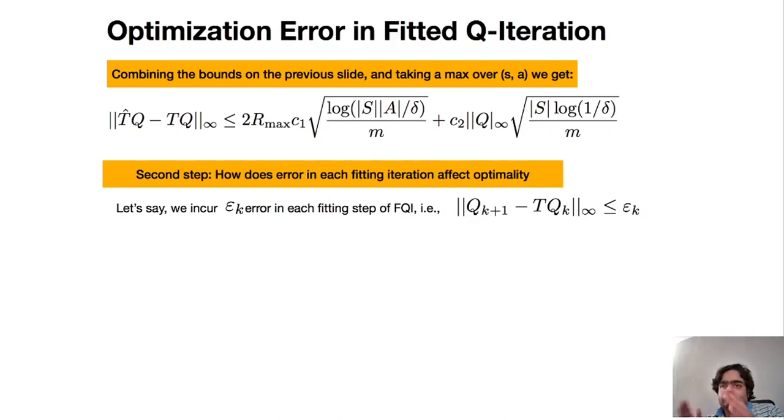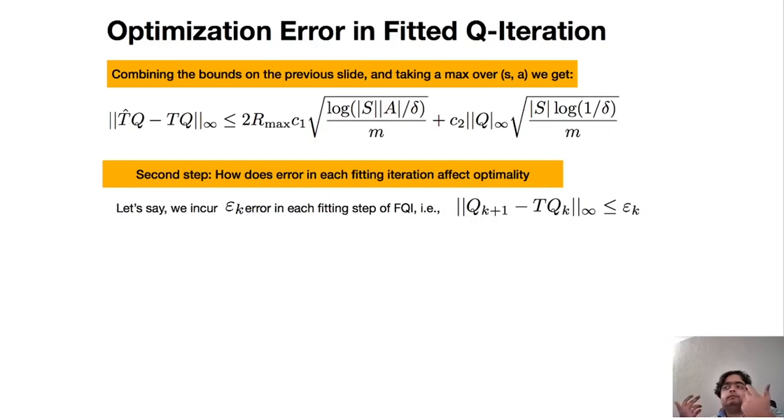And for now, for a moment, let's assume we had the true Bellman operator, so that our derivations are somewhat simple, and at the end we'll combine the two. So let's assume that step 1 is done, and let's keep it at the back of our minds. Now let's assume that we had the true Bellman operator T being used in the Bellman update, and not the sampled operator. Then let's say that we incur error epsilon k in each fitting step of FQI, which means that the infinity norm of Q_{k+1} minus TQ_k is less than epsilon k.